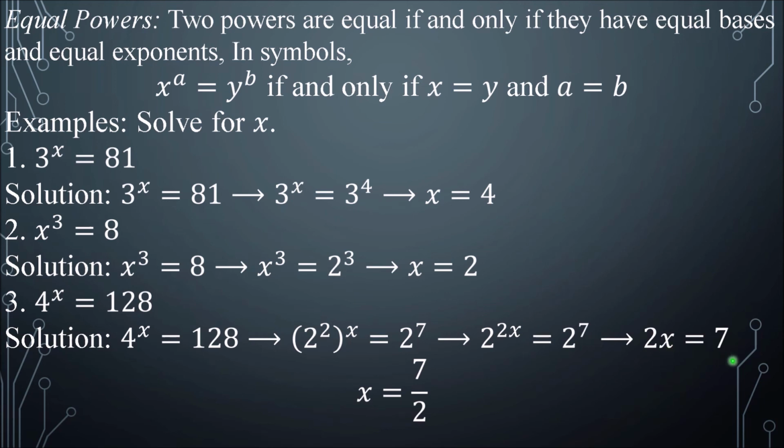That's it. Dividing both sides by 2, we will get x is equal to 7 over 2. So meaning to say, in the equation 4 raised to x is equal to 128, x there is equal to 7 over 2.